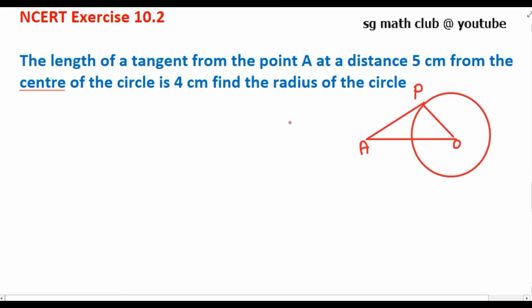We need to find the radius of the circle. So the point is 5 cm away from the center, and the length of the tangent from this point is 4 cm. Here the radius of the circle is OP, and by the properties of the tangent we know that the angle between the radius at the point of contact and the tangent is 90 degrees, or the tangent is perpendicular to the radius at the point of contact.